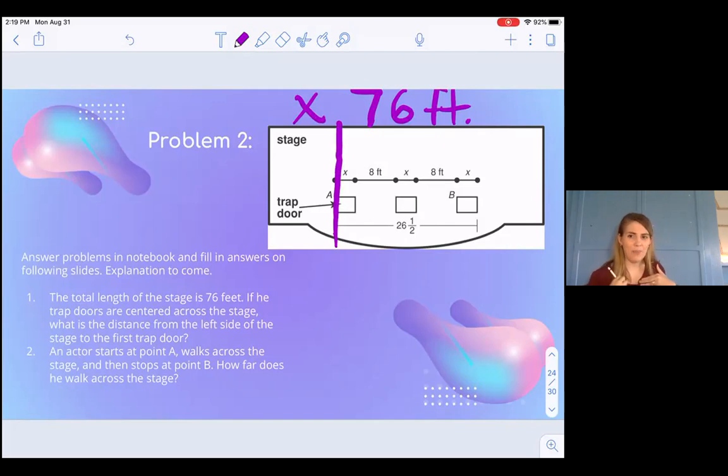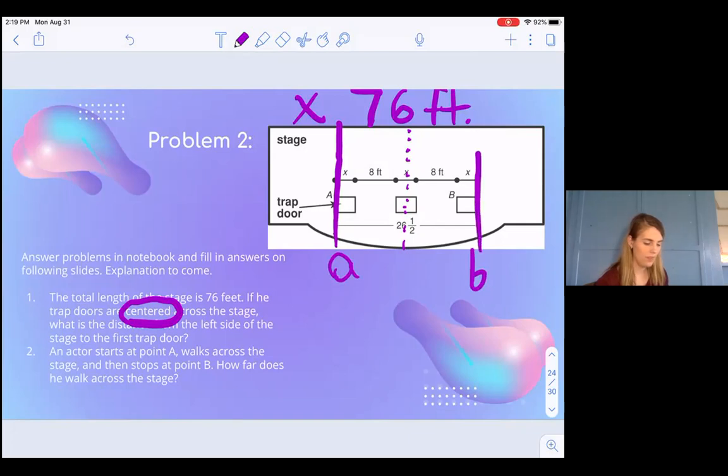So another thing that catches my attention is the word centered. Thinking through what the word centered means, that means that my middle trapdoor here is going to be in the center of the stage. So if I took my stage and split it in half, this distance here, I'm going to call it distance A, is going to be the same as this distance here. Let's call it B. So I'm going to divide it even more.